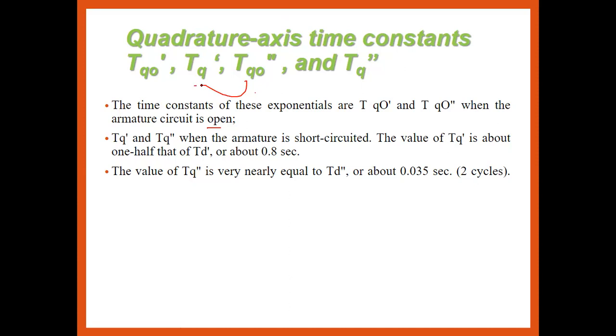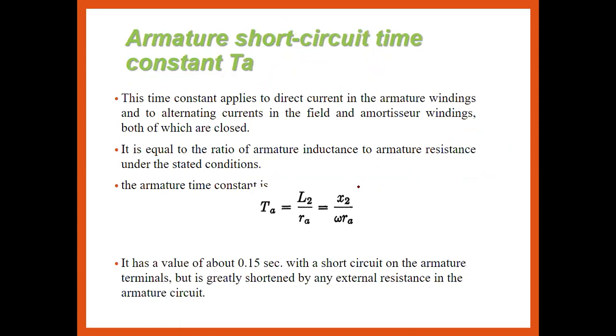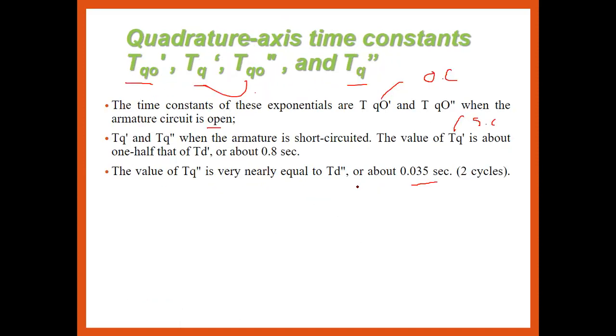That is, TQ dash and TQ double dash are with reference to the short circuit, and TQ0 dash and TQ0 double dash are with reference to the open circuit. What is the value of TQ double dash? It is equal to TD double dash, that is 0.035 seconds. So this is nothing but the quadrature axis time constant under the open circuit and the short circuit of the transient condition and the sub-transient condition.